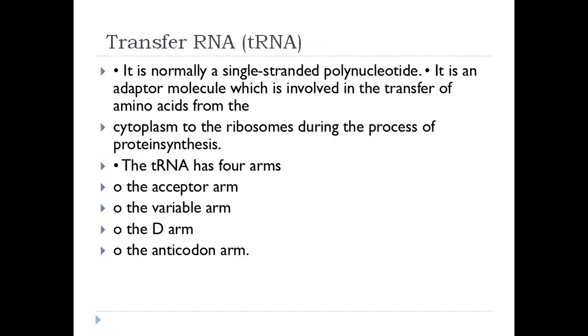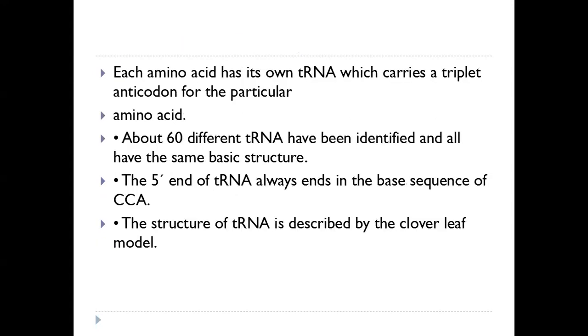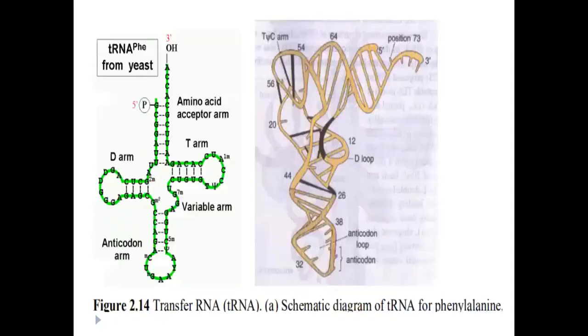Transfer RNA, which is the 3rd type of RNA. This one is special because it has arms. It has 4 arms. The first one is the receptor arm. Then you have the variable arm, the D arm, and the anticodon arm. So when you look at the structure here, the 4 arms, we have the receptor arm here.